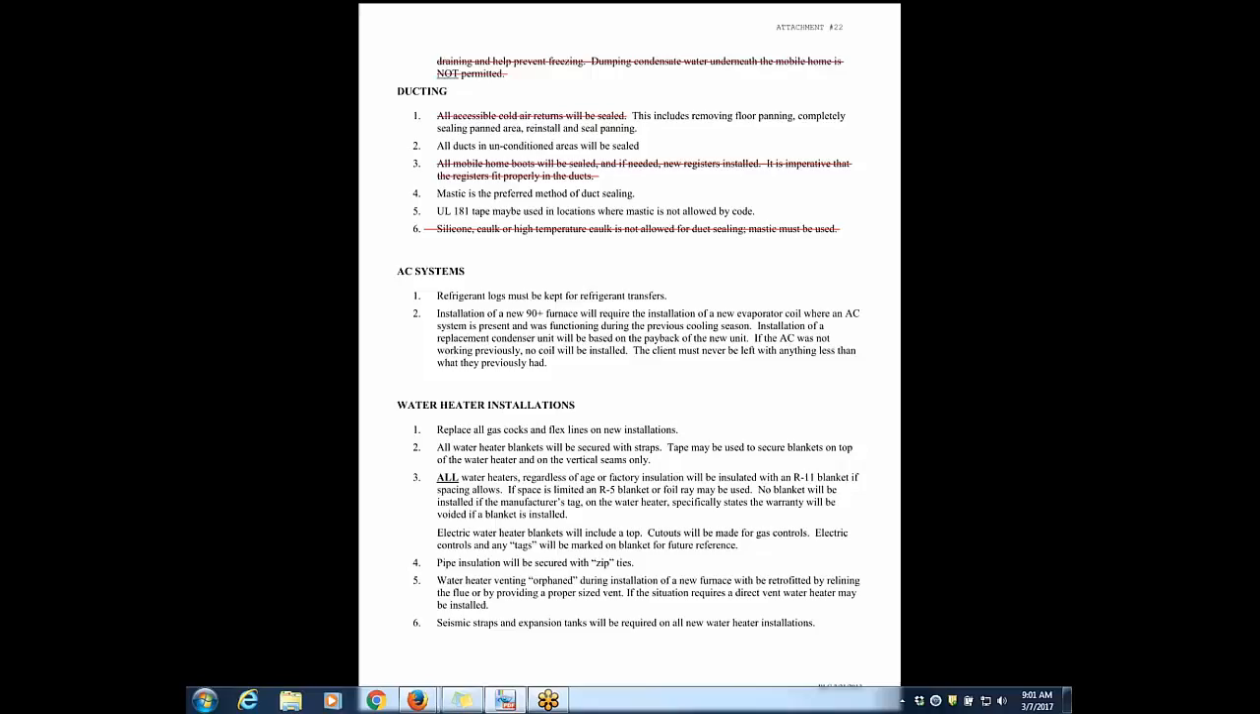Anything else on the ducting section? Again, I'll go back and just look at changing language and pointing to our field guide.